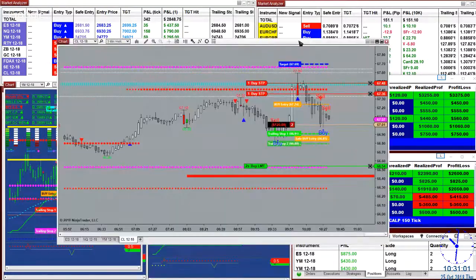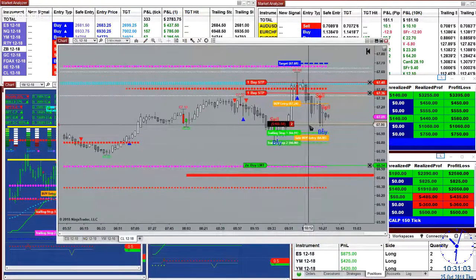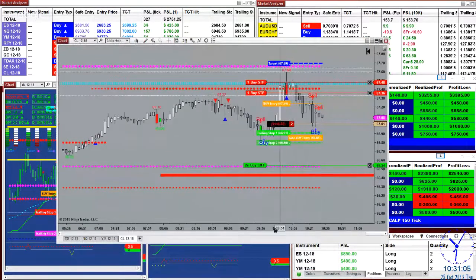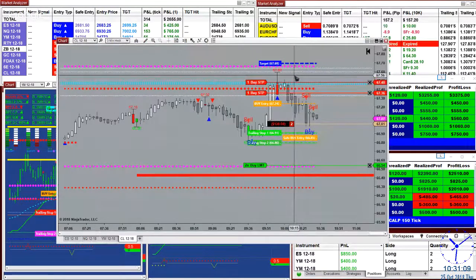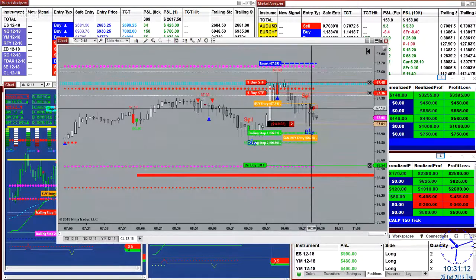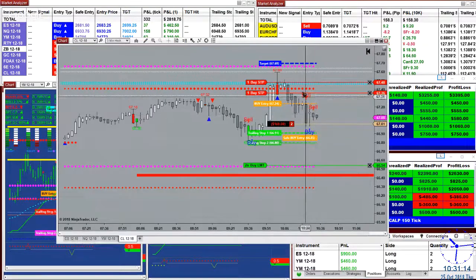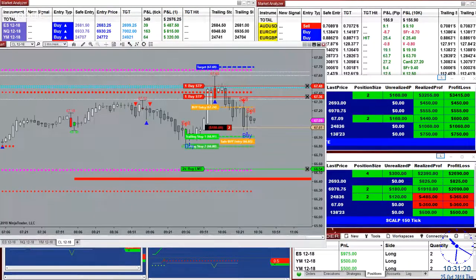For the CL traders, we are already short, but now we have two signals sell. And this is the chart I have sent you yesterday. We have two signal sell on the CL.